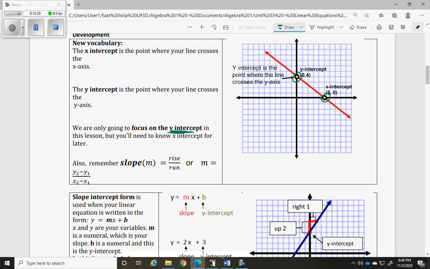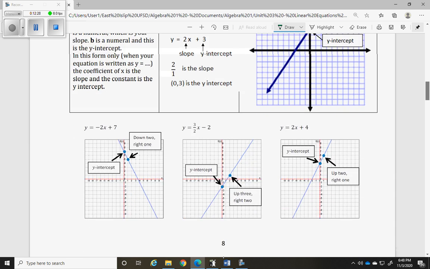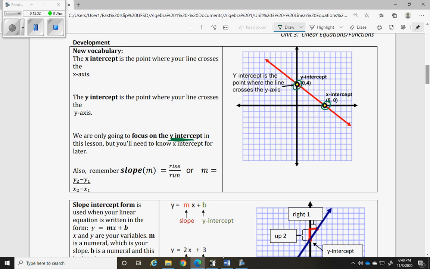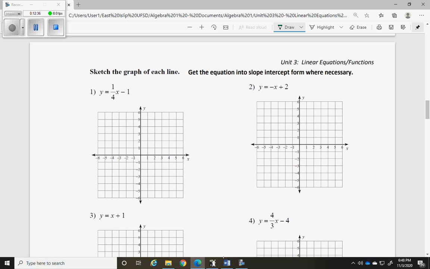Remember, yesterday we learned that slope is rise over run, or we could write it as y2 minus y1 over x2 minus x1. And these are examples. But you know what? I love learning by doing. So instead of just looking at these notes together, let's go do some problems together.